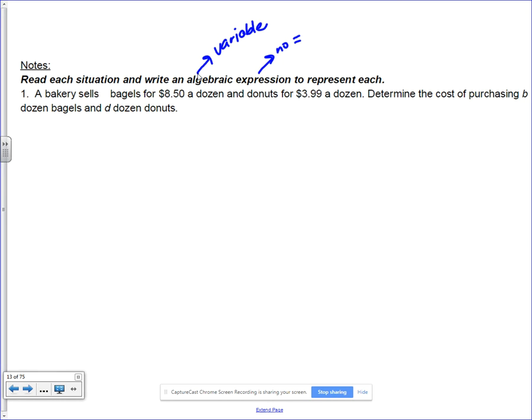Okay, so I'm going to read it out loud. You're going to follow along. Here we go. A bakery sells bagels for $8.50 a dozen and donuts for $3.99 a dozen. Determine the cost of purchasing B dozen bagels and D dozen donuts. Do they give me variables to use? Yes. So, how much does a dozen bagels cost?